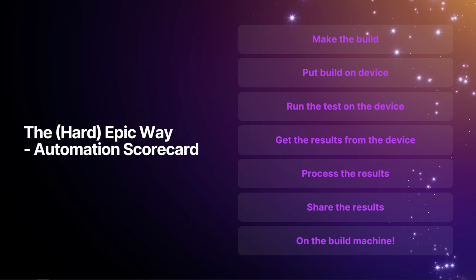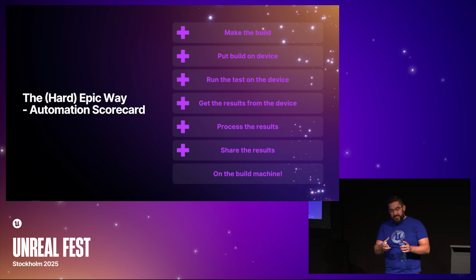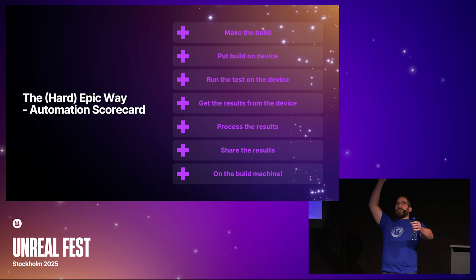So we're going to call this the hard Epic way automation. We kind of cracked that code. So now we can make the build, we can put the build on the device, we can run the test on the device, we can get the results from the device, process those results, and I was sharing those results up to a little MongoDB Atlas instance because I had the CSV, and I just send that up as an object to the database that I could then make graphs and charts from later, and now it's running every night. Woohoo!